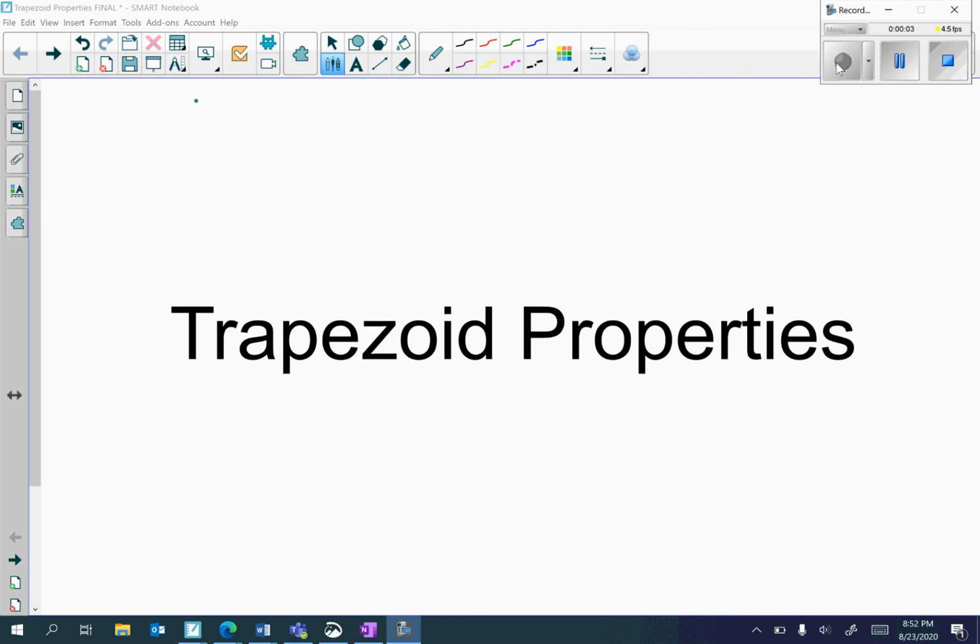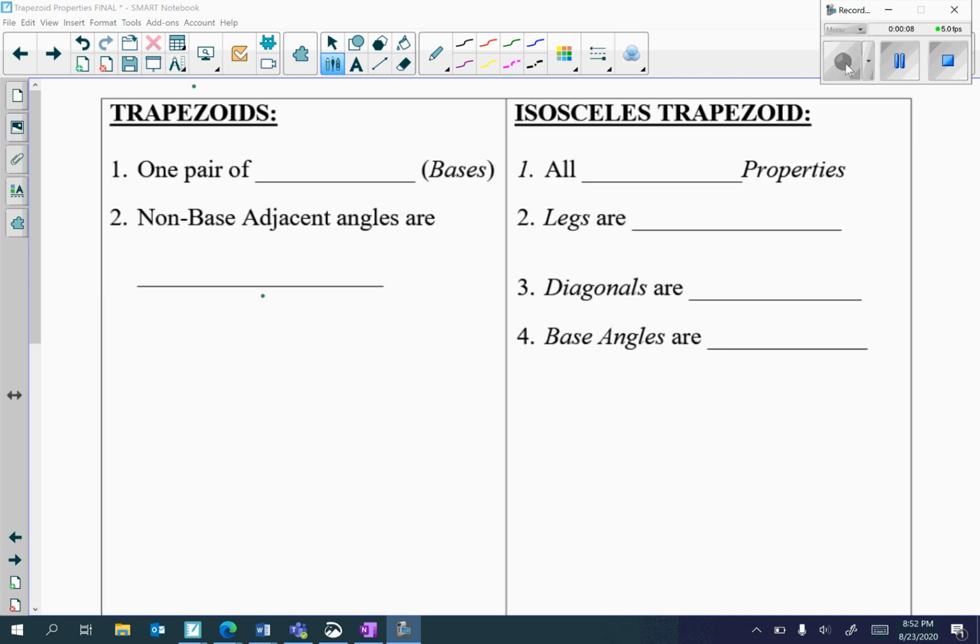Hi everyone, in this video we're going to be discussing properties of a trapezoid. There are two types of trapezoids, a trapezoid and an isosceles trapezoid. Let's discuss the properties. For a trapezoid, we have one pair of parallel bases.